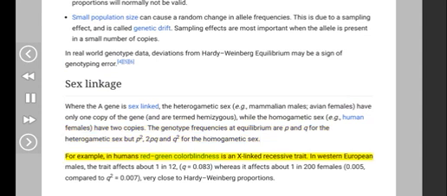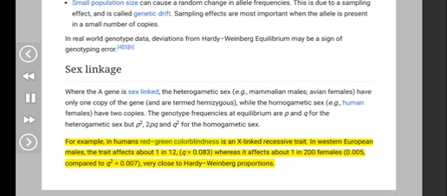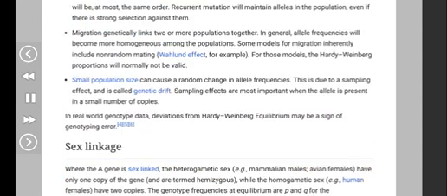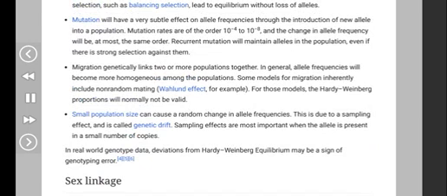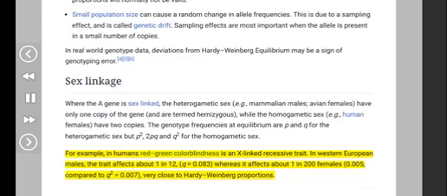For example, in humans red-green colorblindness is an X-linked recessive trait. In Western Europeans, the trait affects about 1 in 12 males, q equals 0.083, whereas it affects about 1 in 200 females, 0.005, compared to q² equals 0.007, very close to Hardy-Weinberg proportions.